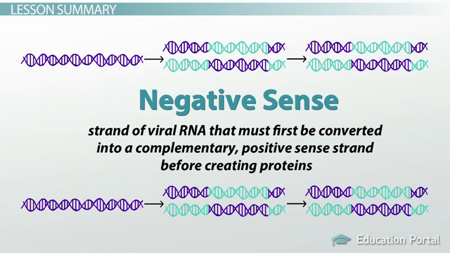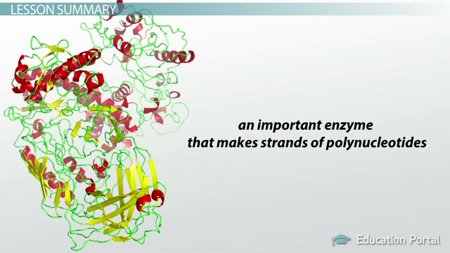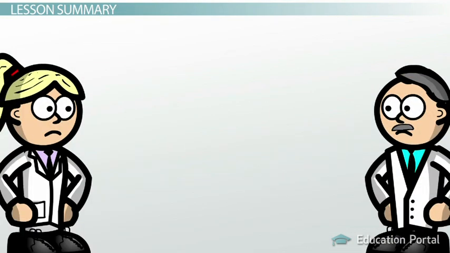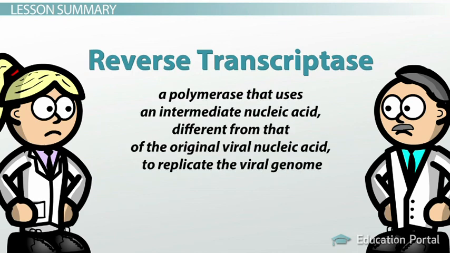before creating proteins. Furthermore, each of our viruses usually has an important enzyme that makes strands of polynucleotides called a polymerase in order to help it produce vital proteins and replicate its genome for virus babies. Finally, some viruses have something called reverse transcriptase. Reverse transcriptase is a polymerase that uses an intermediate nucleic acid different from that of the original viral nucleic acid to replicate the viral genome.